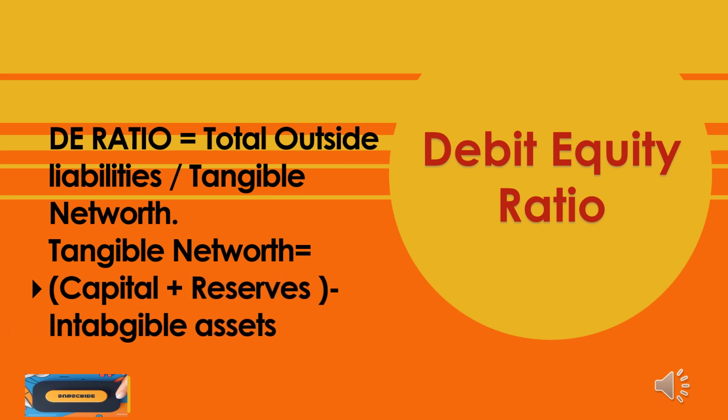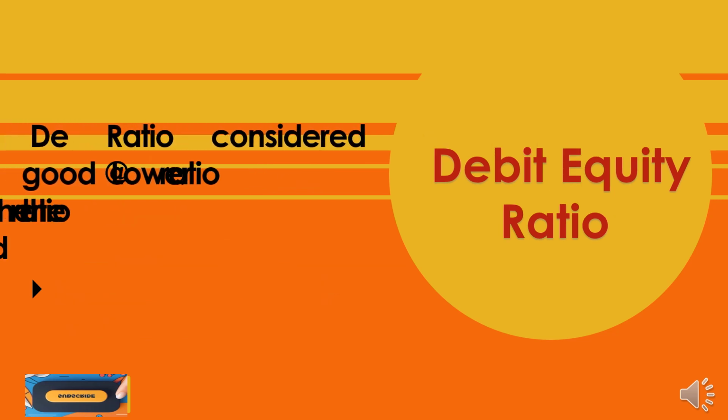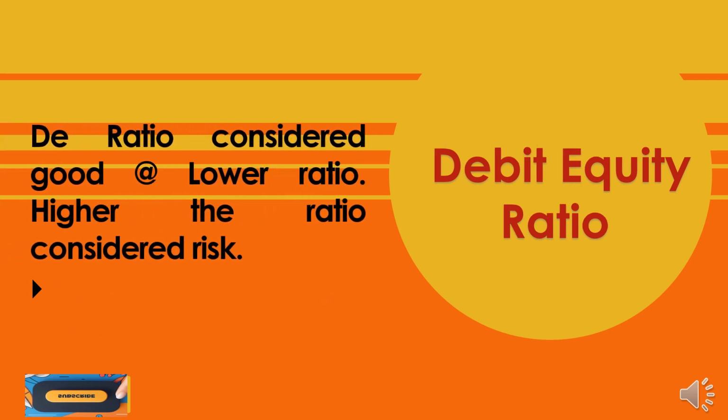Now we will see the formula of the DE ratio, that is total outside liabilities by tangible net worth. Here tangible net worth means capital plus reserves minus intangible assets. With that we can arrive at the tangible net worth. That means DE ratio is equal to total outside liabilities divided by tangible net worth. We will see the application of formulas in another session.